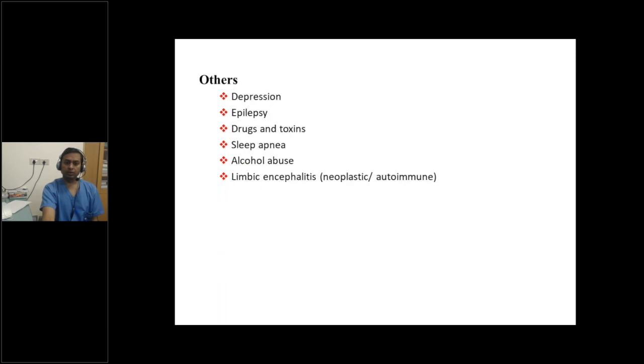And other possibilities: epilepsy, depression, drugs, alcohol abuse, and limbic encephalitis. So these are mainly where we see a short history of dementia. It may be a presentation within a week, or within 6 months, and the patient deteriorates from completely normal and independent to almost wheelchair bound or almost bed bound in a span of weeks to months.